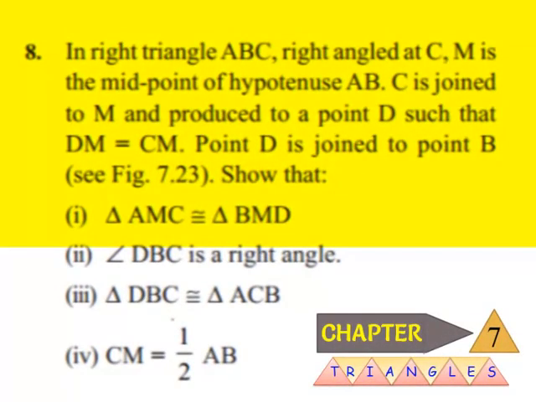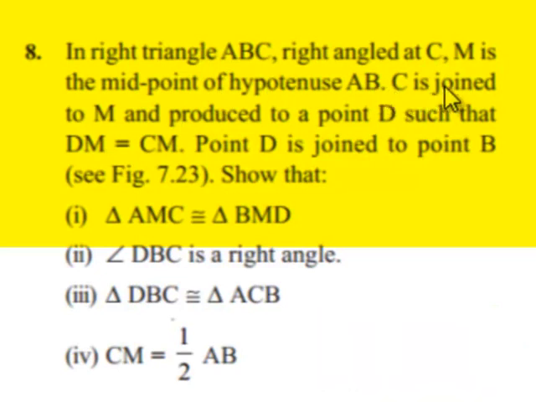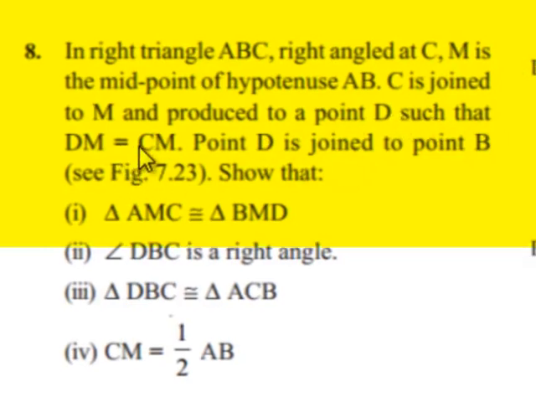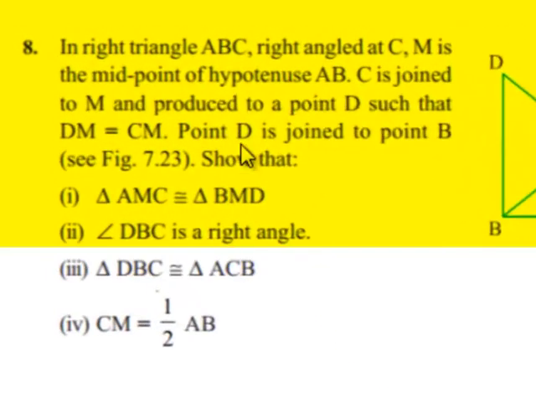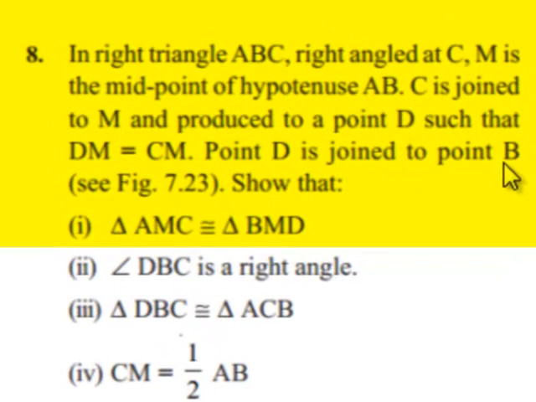Moving on to 8th question. In right triangle ABC, right angle at C, M is the midpoint of hypotenuse AB and C is joined to M and produced to point D such that DM is equal to CM. Point D is joined to point B. Then show that in the first question, triangle AMC is congruent to triangle BMD.